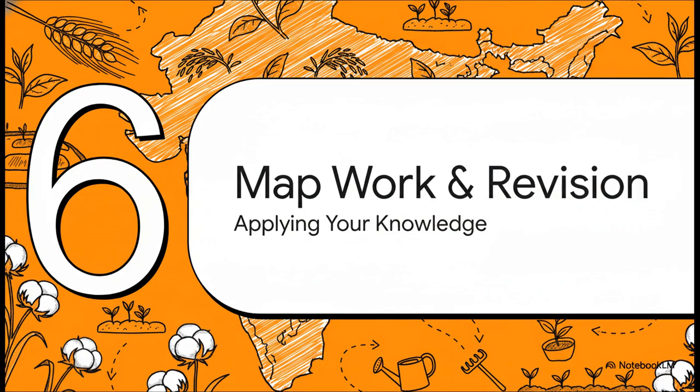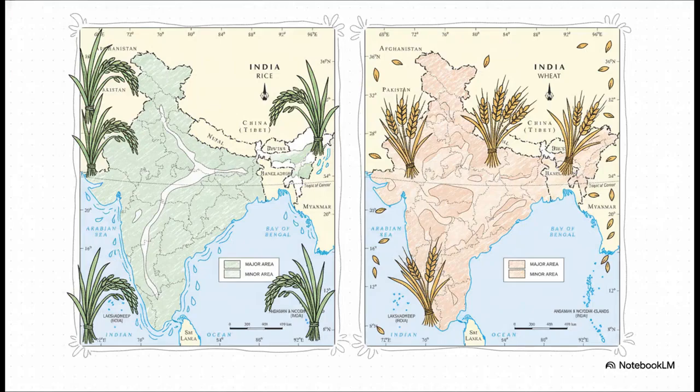Okay, so we've covered all the theory. But you know what's next, right? The practical part that gets you direct marks in the exam. Map work. It's time to use what we've learned and see if we can spot the major crop areas on a map. All right, let's look at these two maps very carefully.